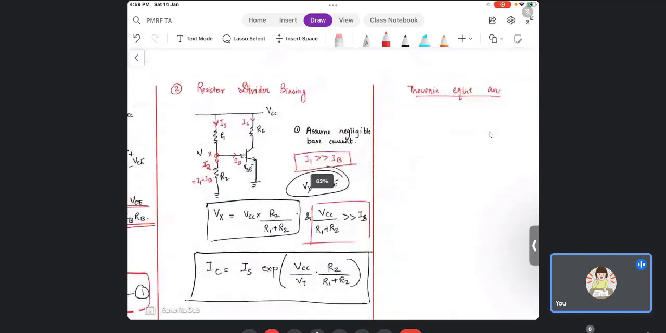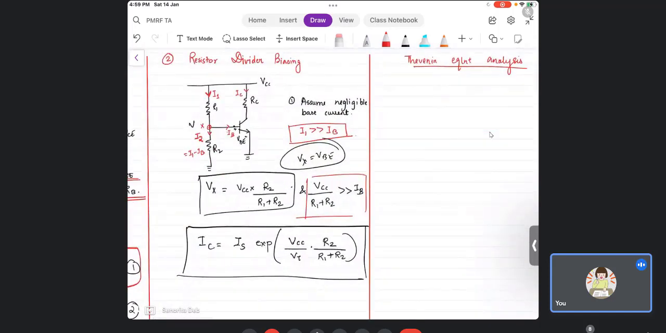So till here, is it clear how we arrived at resistor divider biasing and how it will help us achieve the goal of VB variation and IC variation? After that I will go to the examples. So till here, is it clear?